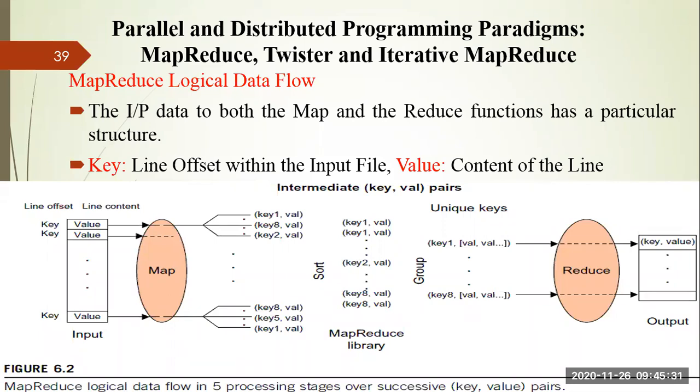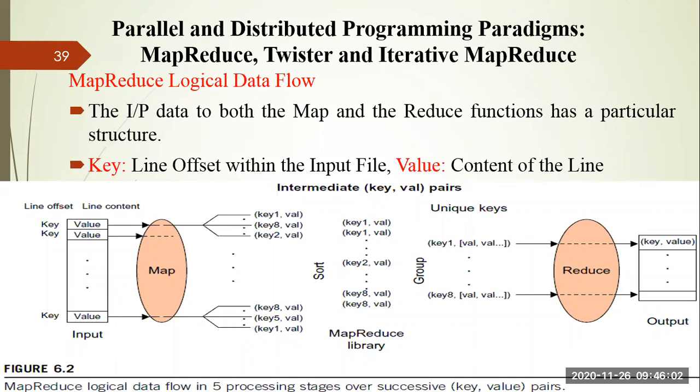So once it is sorted based upon the unique keys, that is given as input to the reduce function, and finally the reduce function is accumulating everything in order to produce the output result. So basically in this MapReduce logical data flow, you have 5 processing stages. First one is your input. Second one, you have output. Third one, you have a map function, and you have a reduce function.